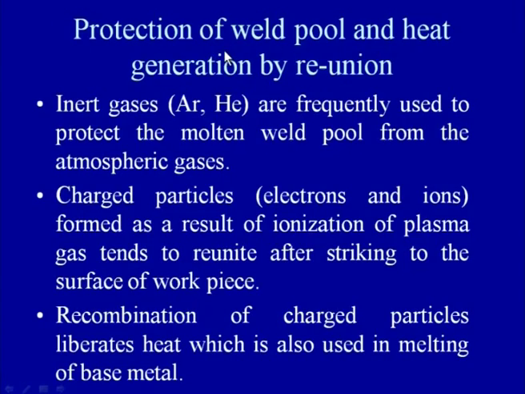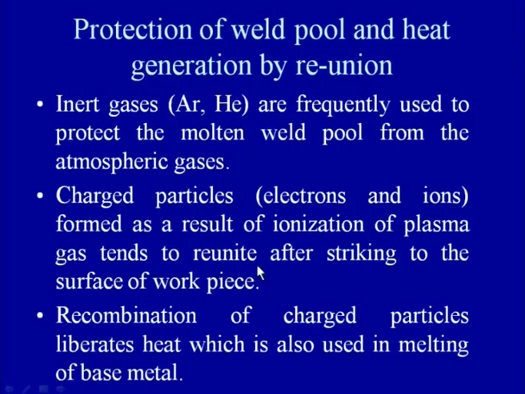So, heat transferred by the plasma is basically used for melting the faying surfaces in the plasma arc welding process. The weld pool, once it is brought to the molten state and is ready to solidify, must be protected from contamination by the atmospheric gases, and therefore inert gases like argon and helium are frequently used to protect the molten weld pool. And further, when the plasma forming gas strikes the surface of the base material, heat is transferred and melting of the faying surface of the base material takes place.